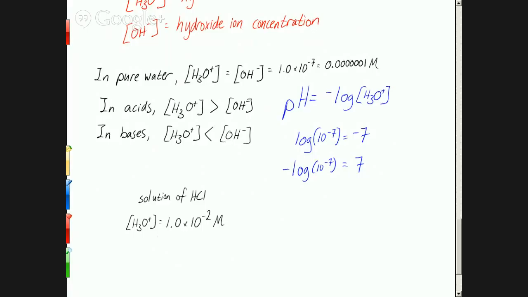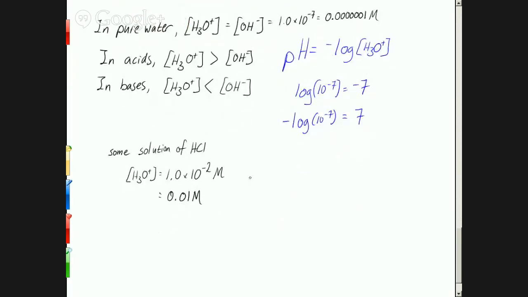So let's just say that some solution of HCl has a hydrogen ion concentration of 1 times 10 to the minus 2 molar. Is this a larger or smaller number than 10 to the minus 7? It's larger. It's much larger. So if we actually write that out, it's 0.01. 0.01 is a way larger number than 0.000001. Million times larger, or thereabouts. So that means a lot more hydrogen ion concentration, and that's reflected in the pH. So what is the pH then of this?